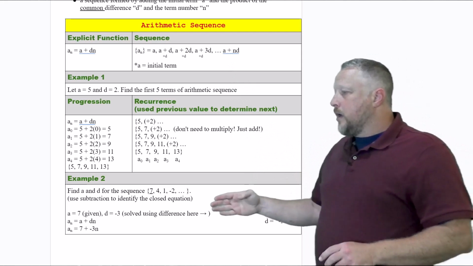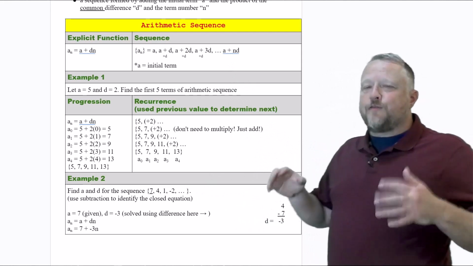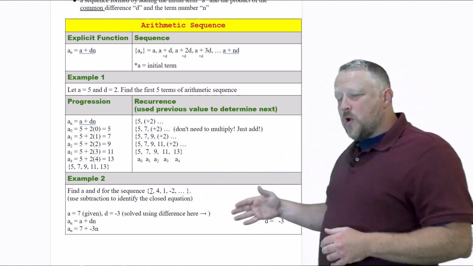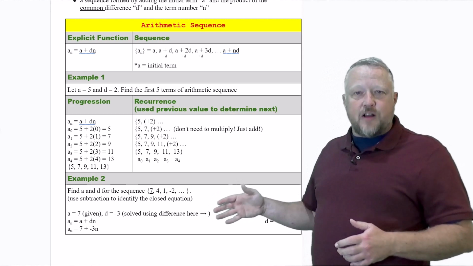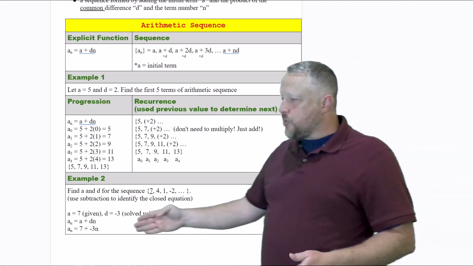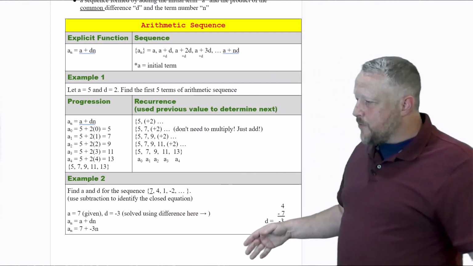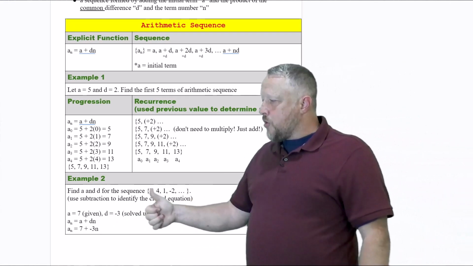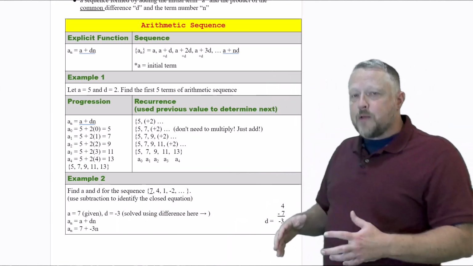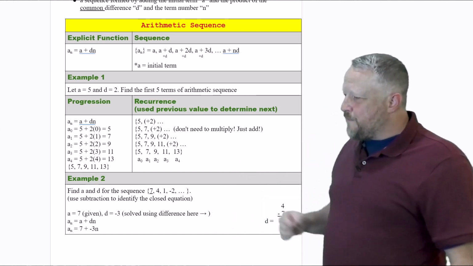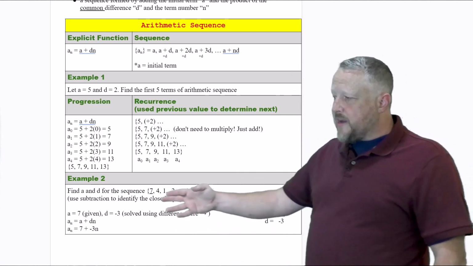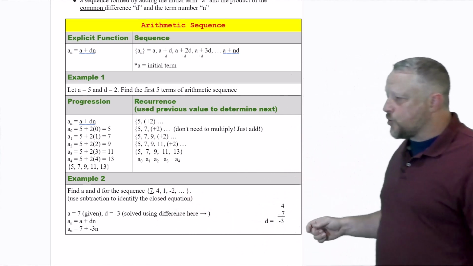But anyway, for example number 2, we're going to try to find A and D for a sequence that's already given. For this one, which is funny, we're actually going to use subtraction to identify the closed equation that you and I are really looking for, which eventually will end up being this. But how do we do that? A is 7, which is already given. Notice we already were given 7 in the original set. That's our initialization point or starting point. A is given. But how did I figure out D? D was actually solved using the difference between each of those values.